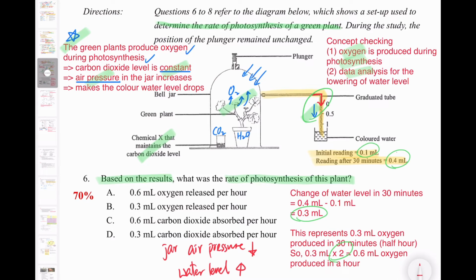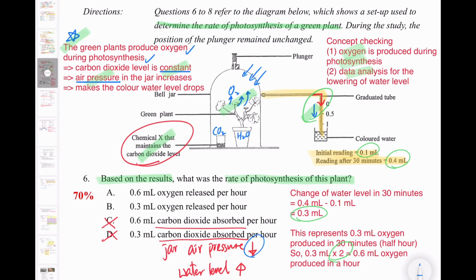And options C and D can be eliminated. It's because the CO2 level in the jar is constant. So that's why we do not know how much CO2 can be absorbed. You may say, no, Mr. Leung, carbon dioxide must be absorbed during photosynthesis. If that is the case, we should see that the air pressure in the jar should decrease.